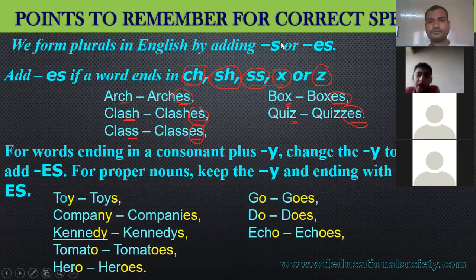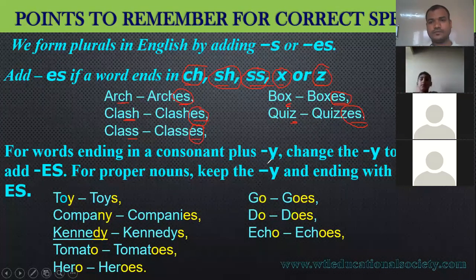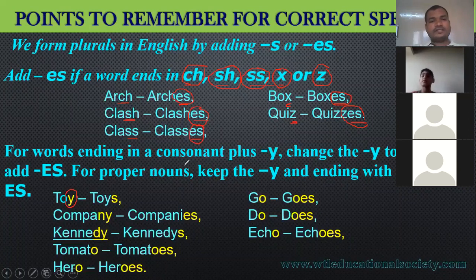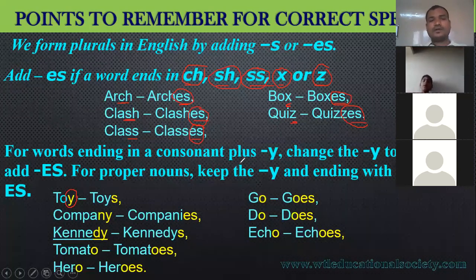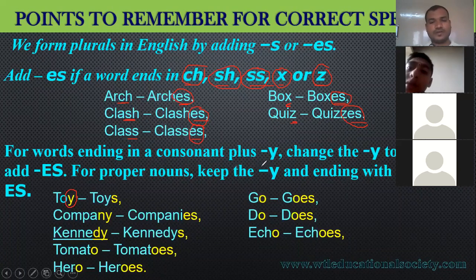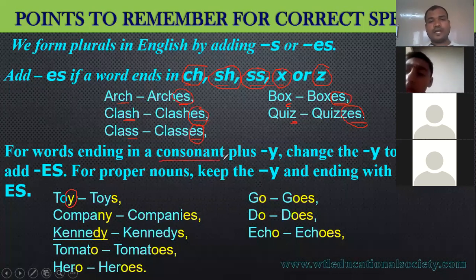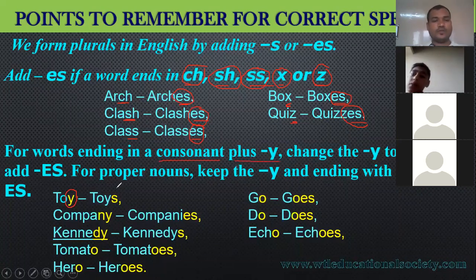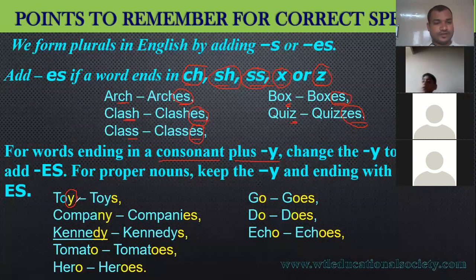Toys, companies. Okay, so now if you observe here, the word ending is Y. So the word ending is consonant plus Y. There are two points we need to keep in mind.